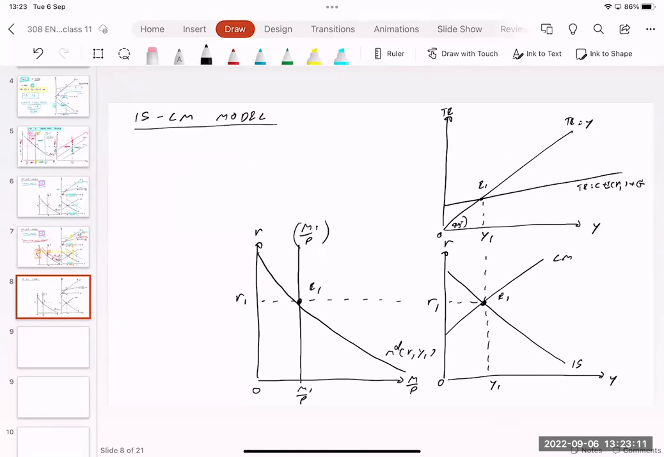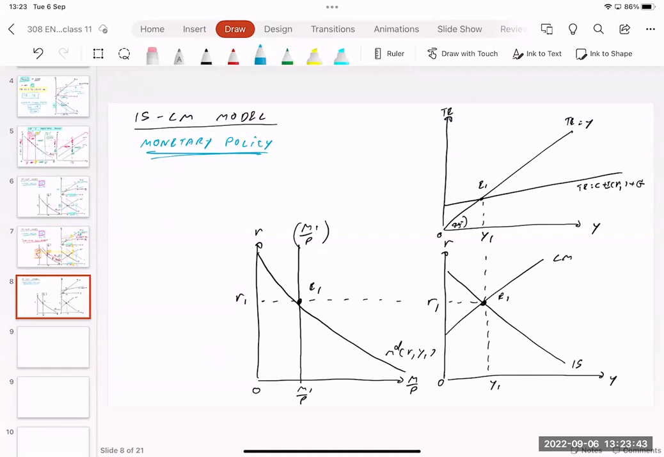Okay, this is just the starting point. So far so good. Before, we were focusing on the fiscal policy of the government. Right now, we're going to focus on monetary policy, the monetary policy of the central bank.